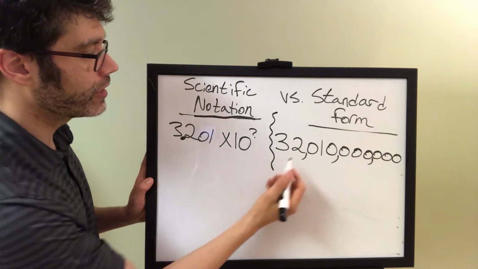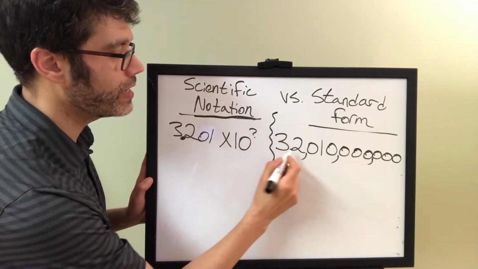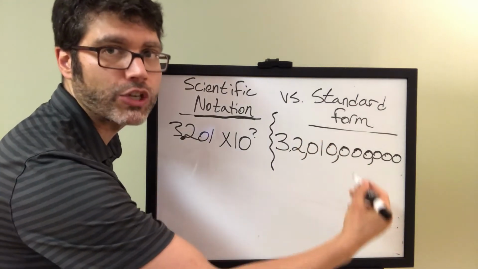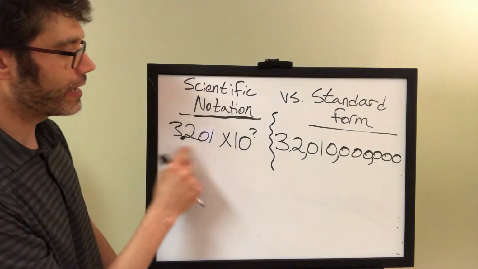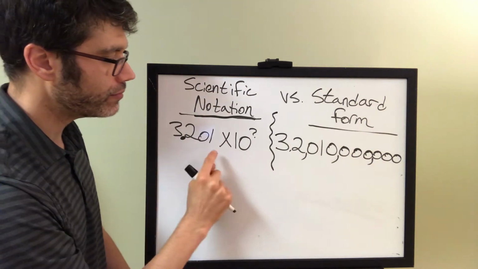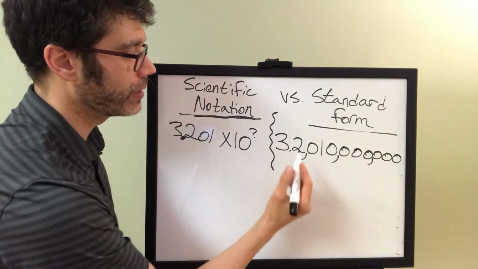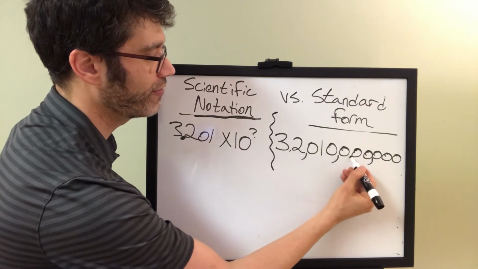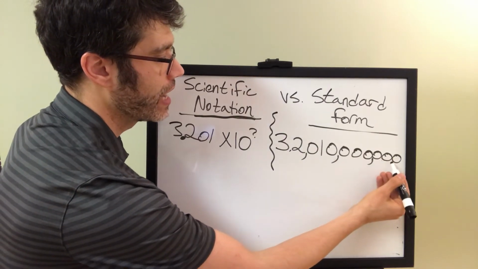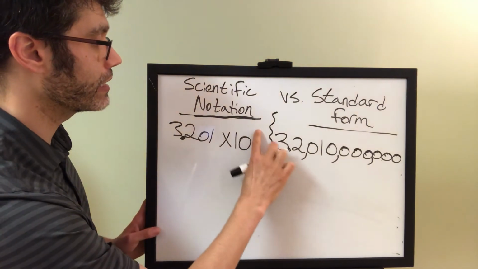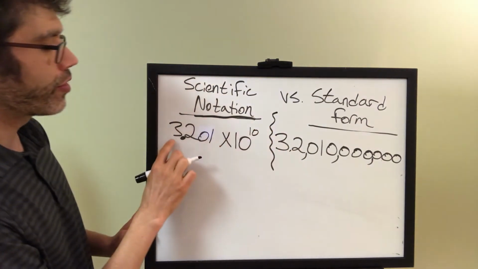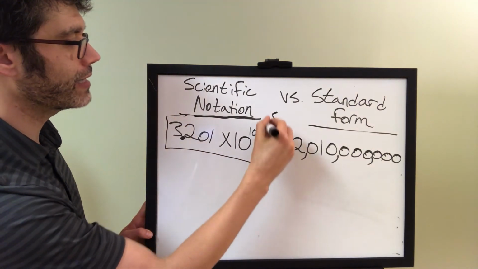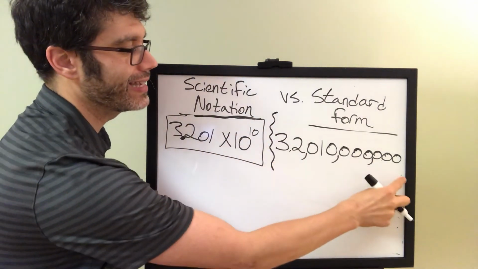So there's only going to be one digit to the left of the decimal point, all right? So if I were to start with this decimal point here, how many humps do I need to go? Or how many powers of 10 do I need to multiply against this number to get back to this original number or the standard form? So it's 1, 2, 3, 4, 5, 6, 7, 8, 9, 10. In this case, it would take 10. So 3.201 times 10 to the 10th is the correct scientific notation of representing this standard form.